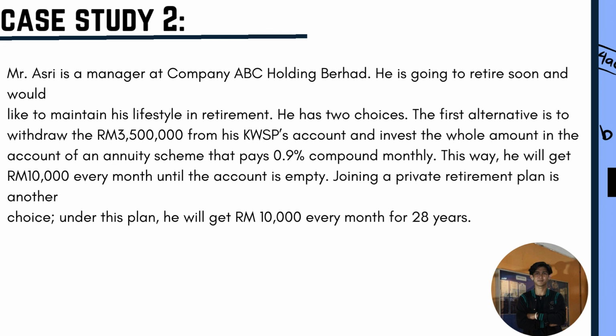Case study 2. Mr. Asi is a manager of a company and is going to retire soon. He has two choices: either to withdraw 3,500,000 or join a private retirement plan in which he will get 10,000 every month for 28 years.